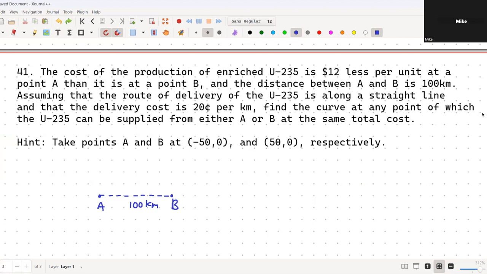Gamit ka ng, let's say n units ang na-produce, para meron tayong placeholder na variable. Tapos magde-decide ka. May isang location XY. Wait, kung ito nga, negative 50. Teka. So, getting points, negative 50, 0, 50, 0, tapos XY is the delivery point, magkano yung cost.